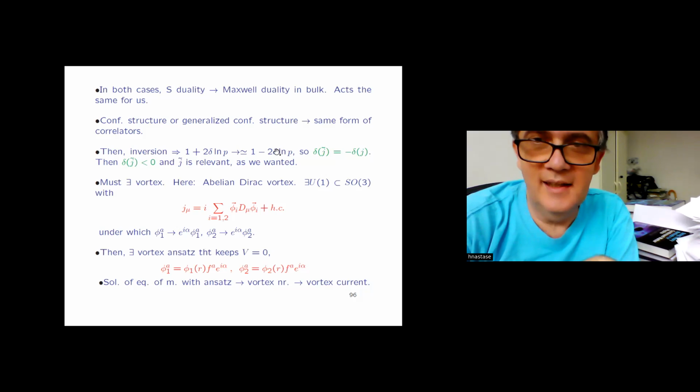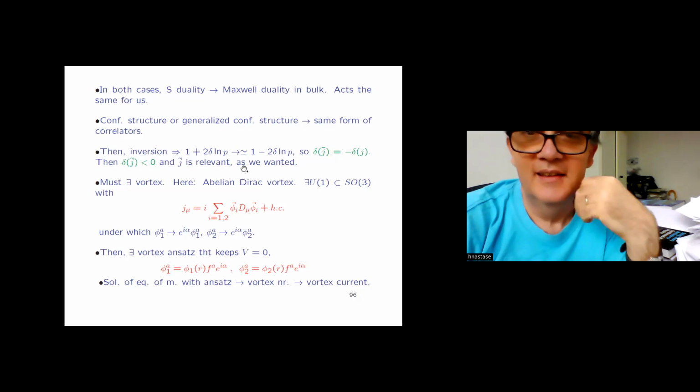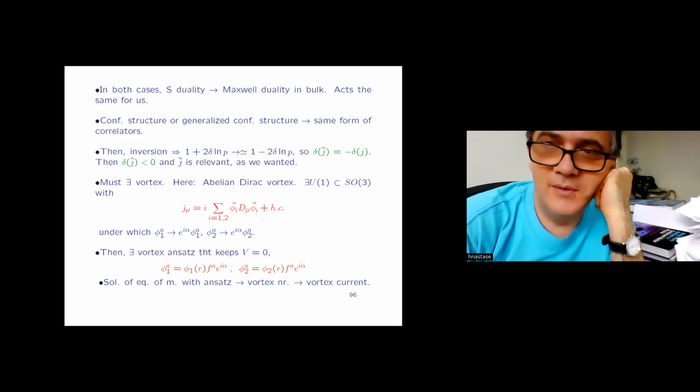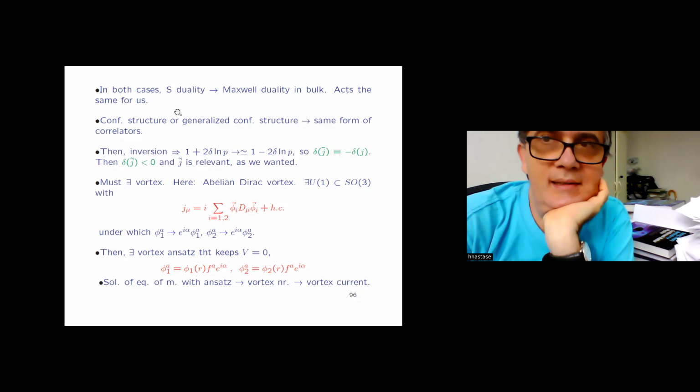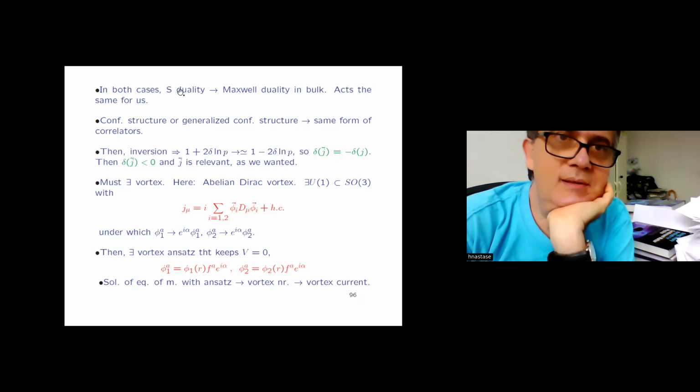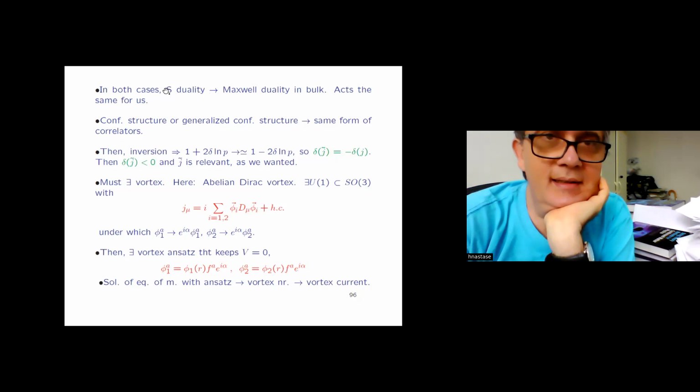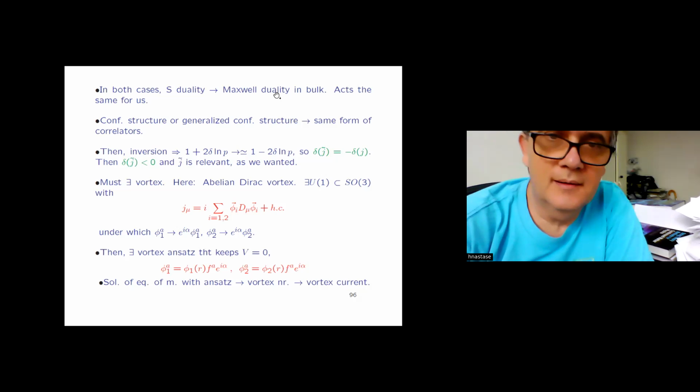Oh, delta tilde, right? Sorry. So delta tilde is minus delta. So that means that, and I should note that this is the effect of an S duality, which is nothing but the usual Maxwell duality exchanging electric and magnetic in the bulk.